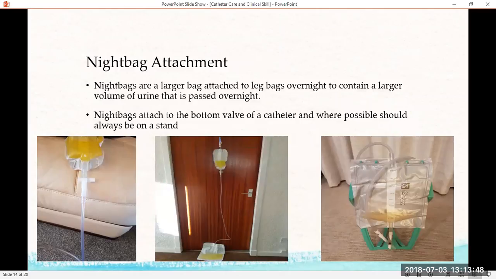Night bags attach onto the bottom valve of the catheter and where possible should always be on a stand, but I appreciate that can sometimes be tricky to source a stand. So in a bucket or a wash basin is perfectly fine, just one of the disposable ones. And you can see from the photographs, the first one on the left, that's where we're attaching the night bag onto the leg bag. The middle one shows the night bag attached on and draining. And our end one, that's a catheter night bag on a stand. So I'm sure most of you have seen that prior to this presentation.